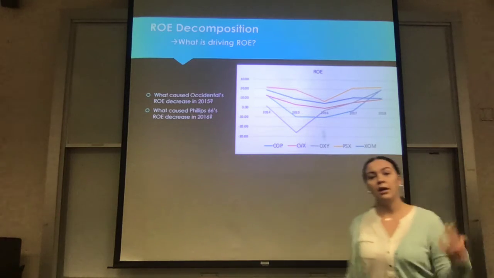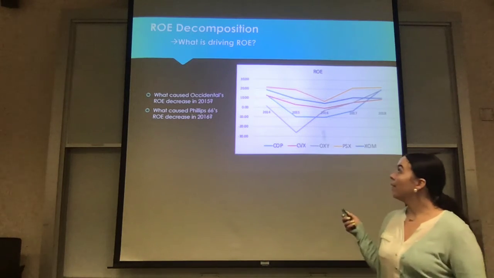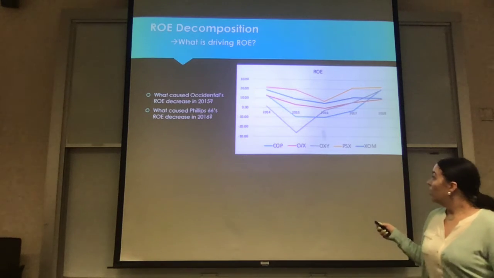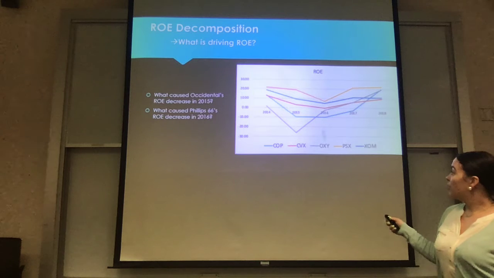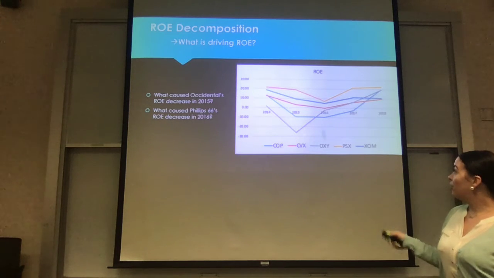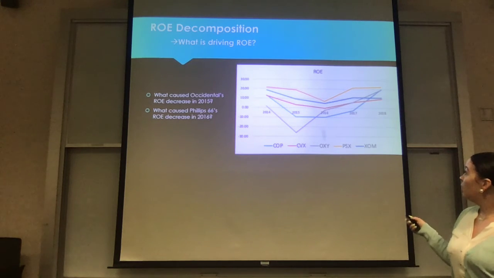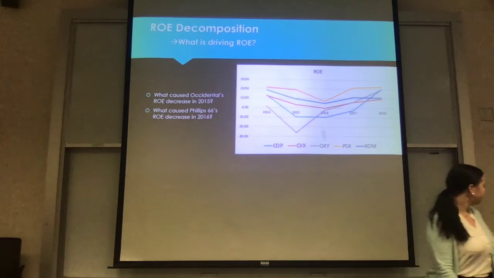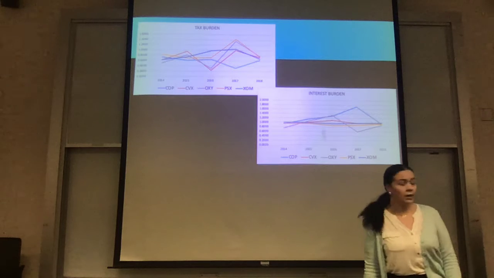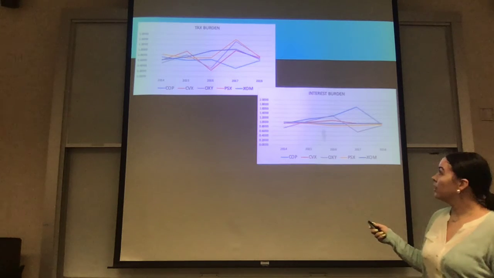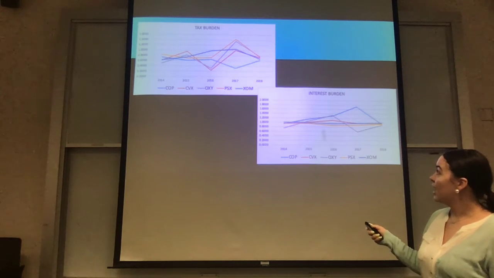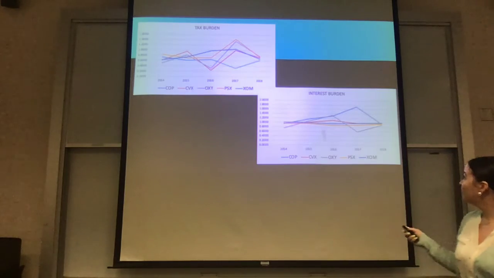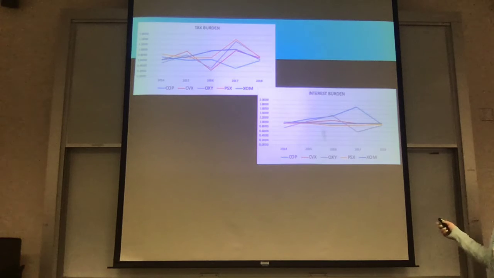Okay, just like we did in the airlines industry, we're going to break down ROEs to see what's driving the numbers. We have these huge dips for Occidental and ConocoPhillips. Some small dips over here. This is for Phillips right here in 2016. Okay. If we look at 16, tax burden went down a lot here. A little bit of interest burden here.